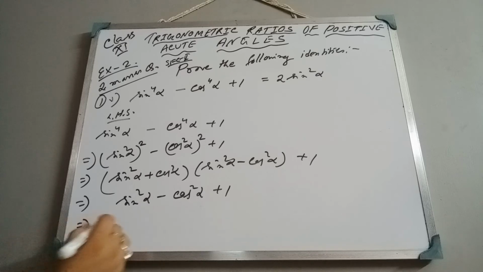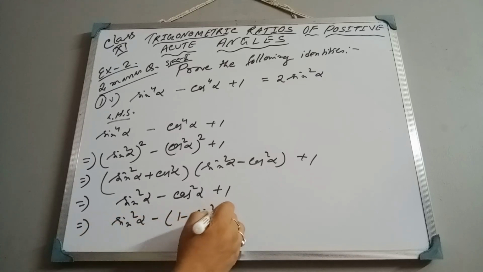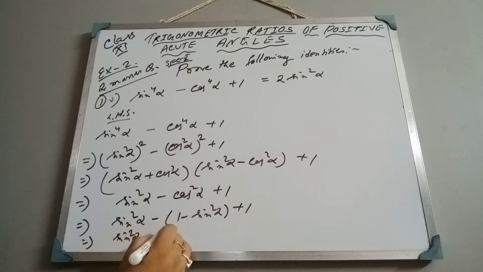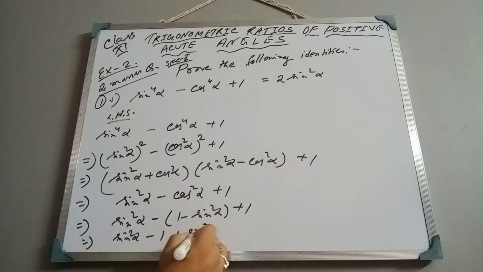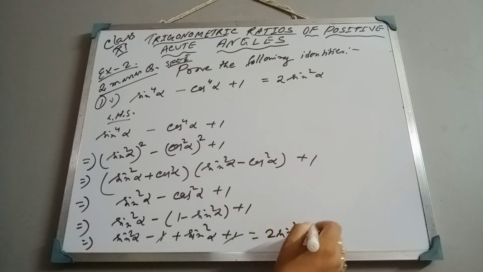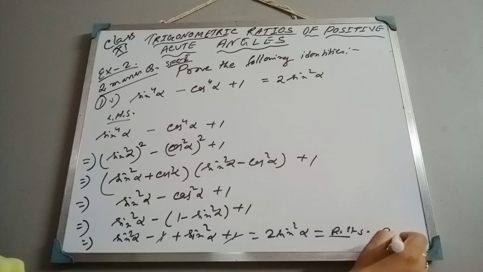Cos square alpha means 1 minus sine square alpha, so we get sine square alpha minus 1 plus sine square alpha plus 1. Plus 1 and minus 1 will be cancelled. Sine square alpha plus sine square alpha gives us only 2 sine square alpha, which is equal to the right hand side. Proved.